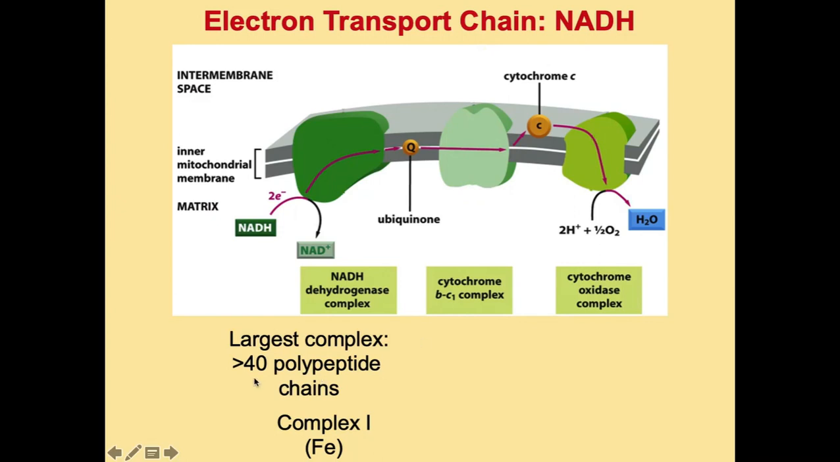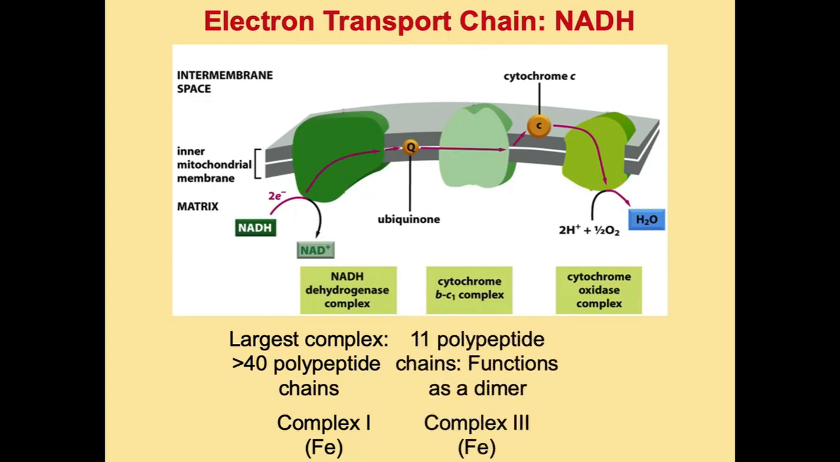Complex 1 is the largest complex. This has over 40 polypeptide chains, and it's important to note that this has an iron or a ferrous ion at its center, which is important for the role. Next one is complex 3, also known as cytochrome BC complex. This has 11 polypeptide chains, so it consists of 11 different proteins. This functions as a dimer, and again this complex 3 contains an iron. Finally we have complex 4, which contains a copper ion, and this is made of 13 polypeptide chains.